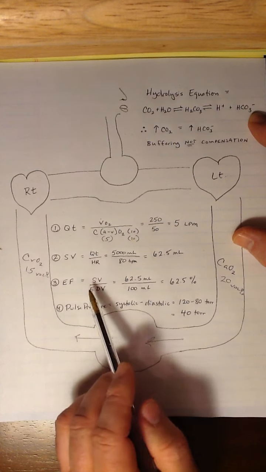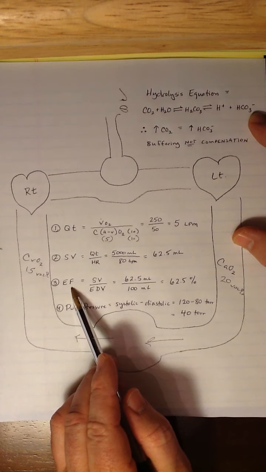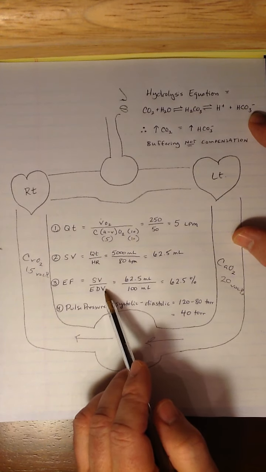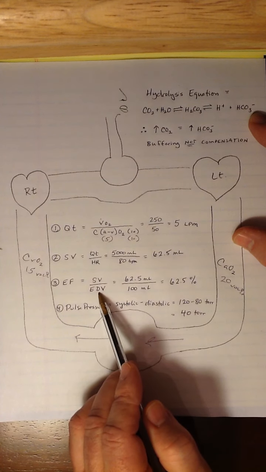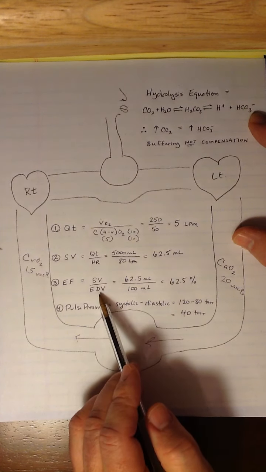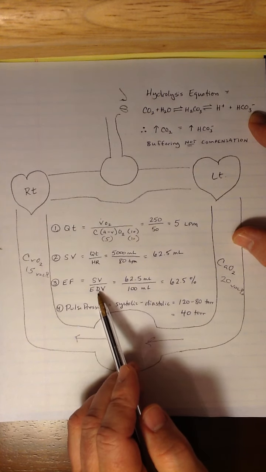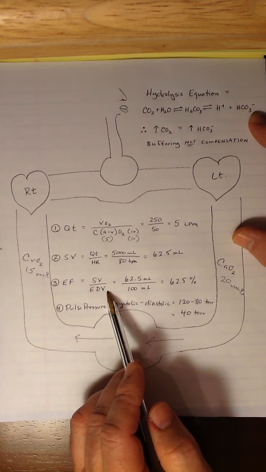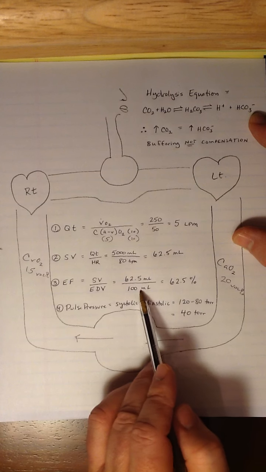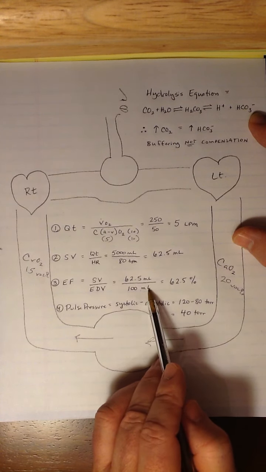I'm going to take the stroke volume and determine the ejection fraction. The ejection fraction is the total amount of blood that is within the ventricle at end diastole. So remember, diastole is relaxation. So at the very end of relaxation, which is the largest that the ventricle is going to open, we can measure that volume. And I'll put 100 mils just to make the math easy.